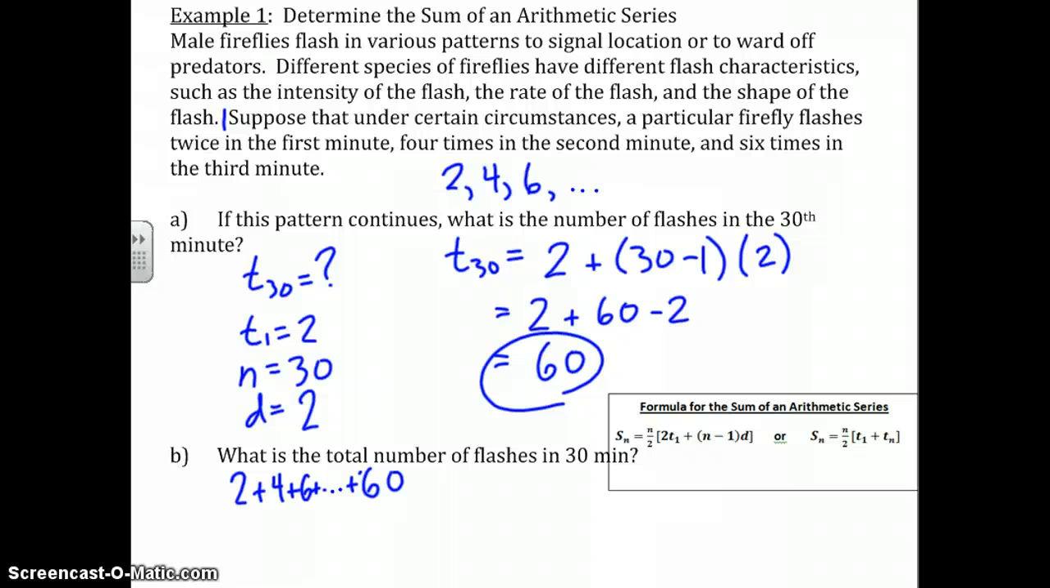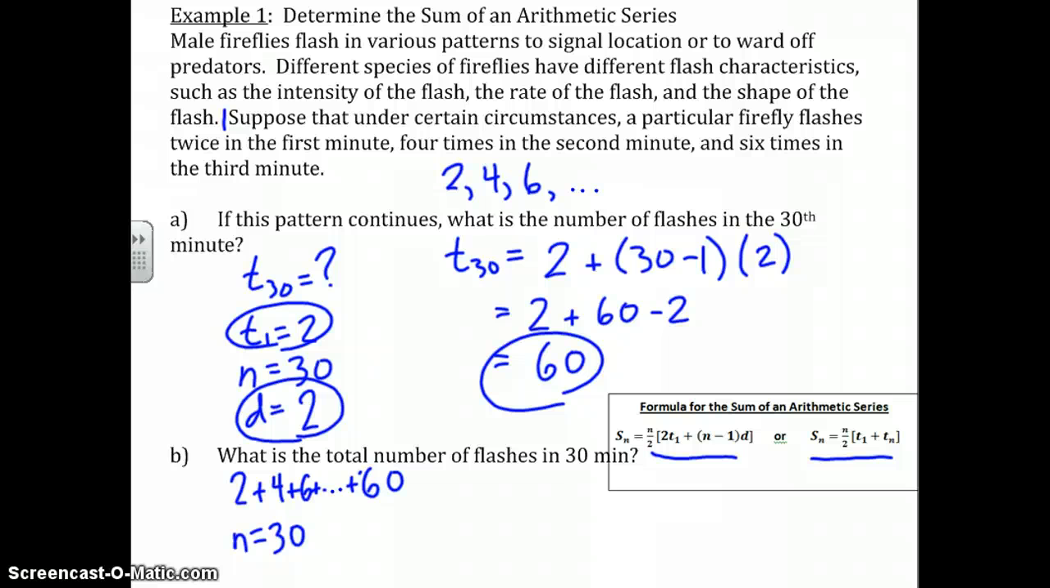Okay, so that's where we could use one of these two formulas. So it doesn't really matter which one we use. Let's look at what the information we have is. So we know that N is 30. That's how many terms we have. We know that T1 we had up here was 2. We know that D is 2. And looking over here, so we could use the first formula.